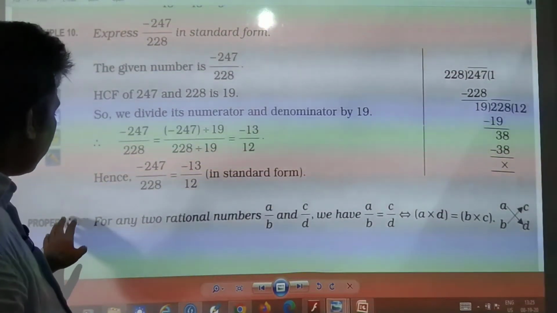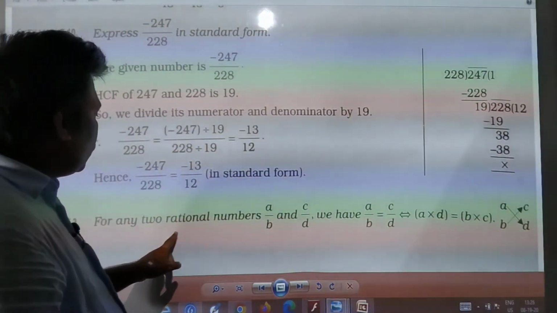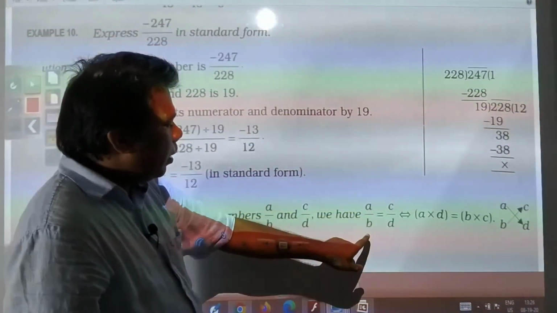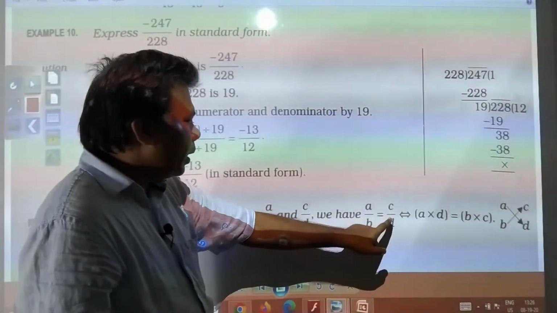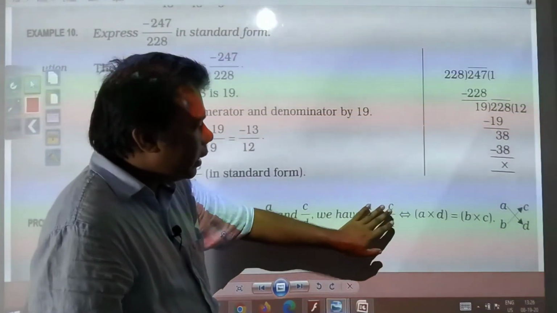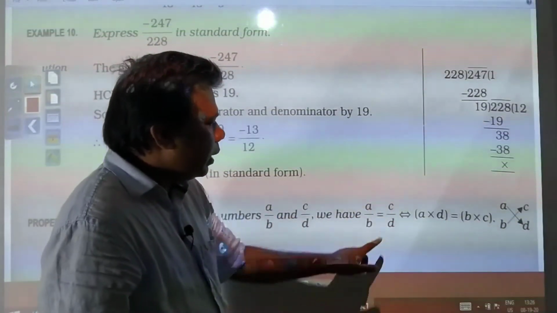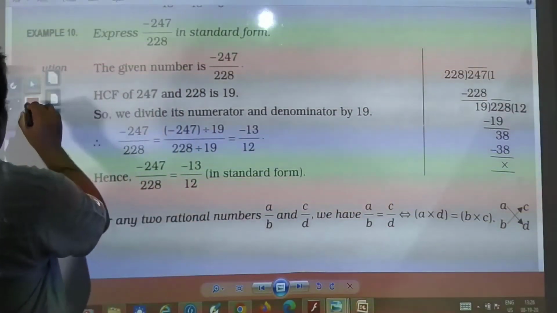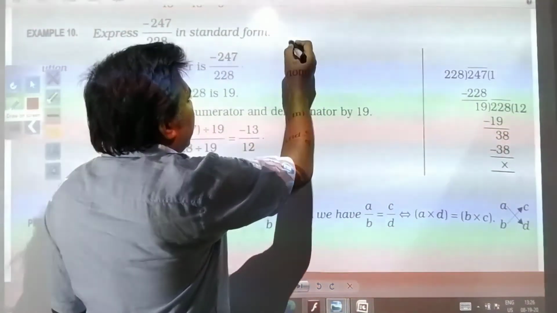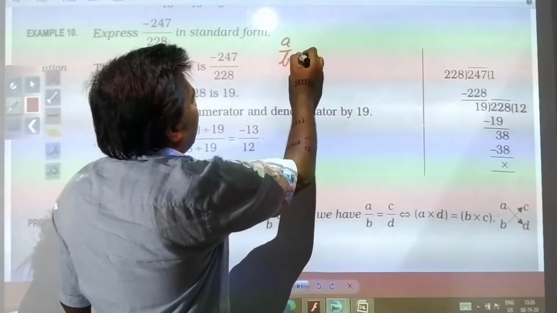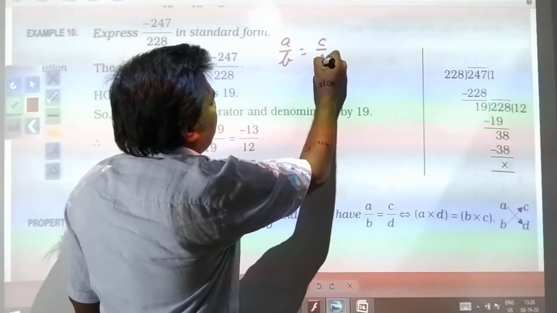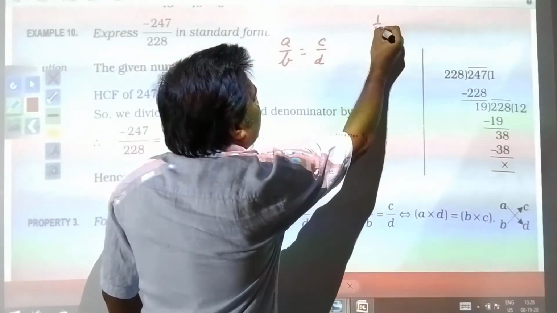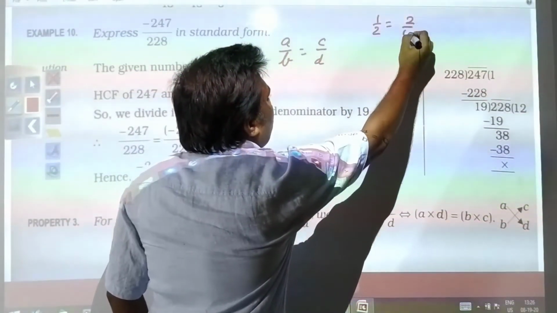Next you have property 3 over here. For any two rational numbers a by b and c by d, we have a by b is equal to c by d, then that implies a into d is equal to b into c. If you have a by b is equal to c by d, it means what? Suppose any example you see, 1 by 2 is equal to 2 by 4.